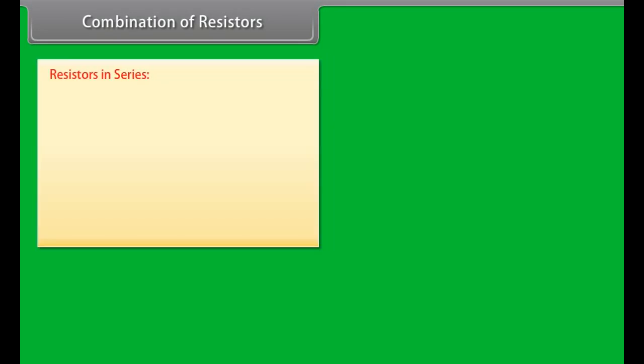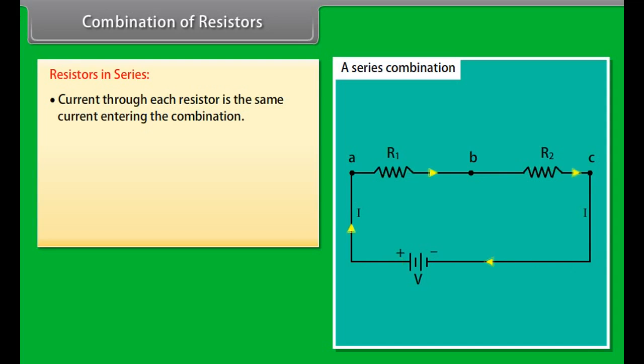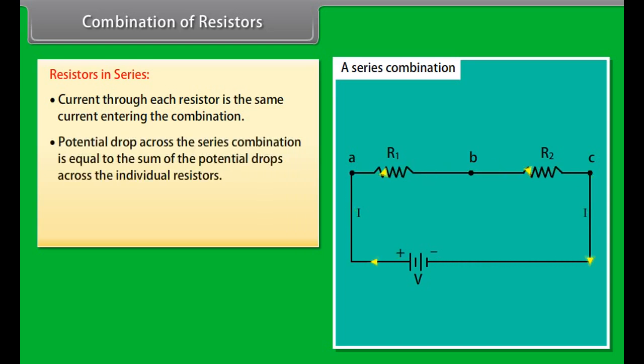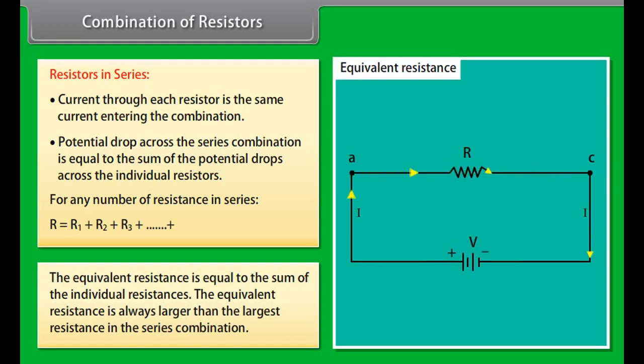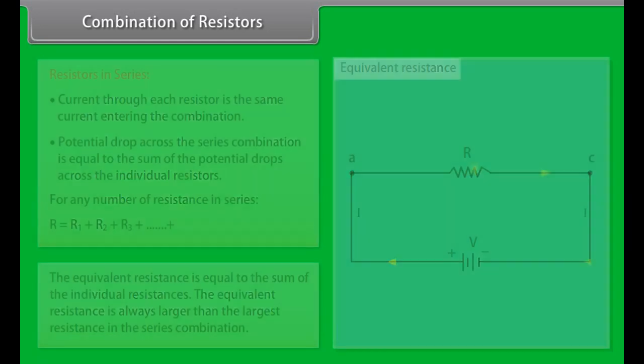Resistors in series. Current through each resistor is the same current entering the combination. Potential drop across the series combination is equal to the sum of the potential drops across the individual resistors. For any number of resistances in series, R = R1 + R2 + R3 + and so on. The equivalent resistance is equal to the sum of the individual resistances. The equivalent resistance is always larger than the largest resistance in the series combination.